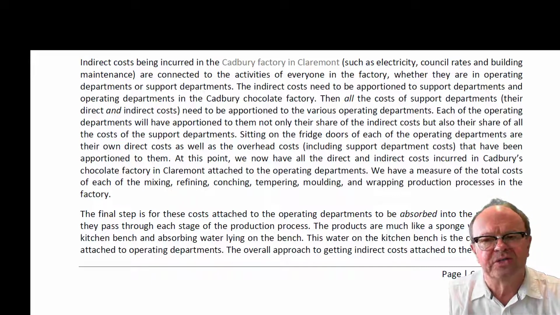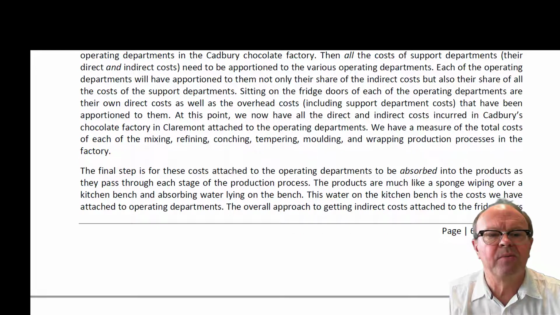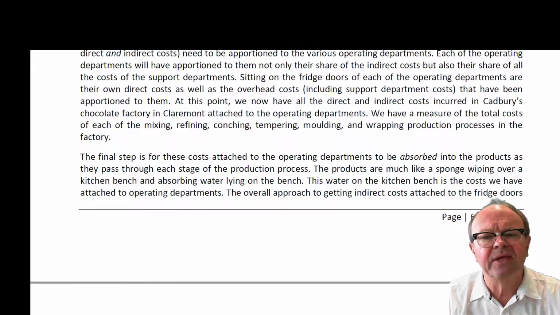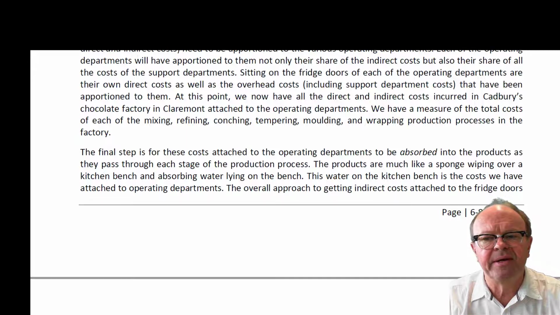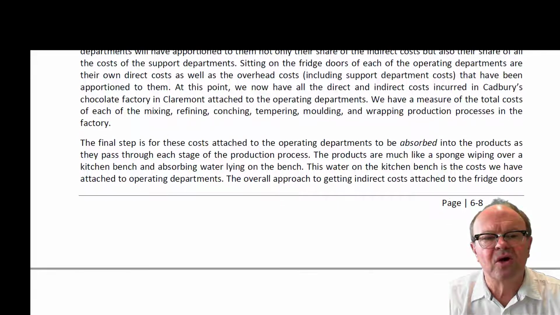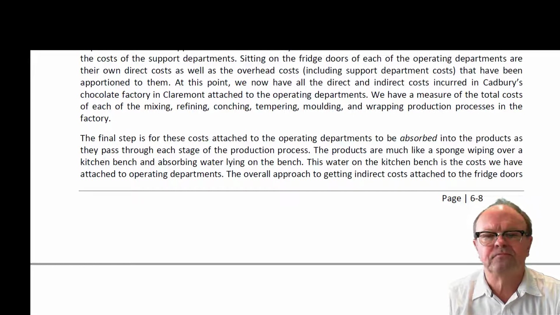Then all the costs of support departments, their direct and indirect costs, need to be apportioned to the various operating departments. Each of the operating departments will have apportioned to them not only their share of the indirect costs, but also their share of all the costs of the support departments. Sitting on the fridge doors of each of the operating departments are their own direct costs, as well as the overhead costs, including support department costs, that have been apportioned to them.